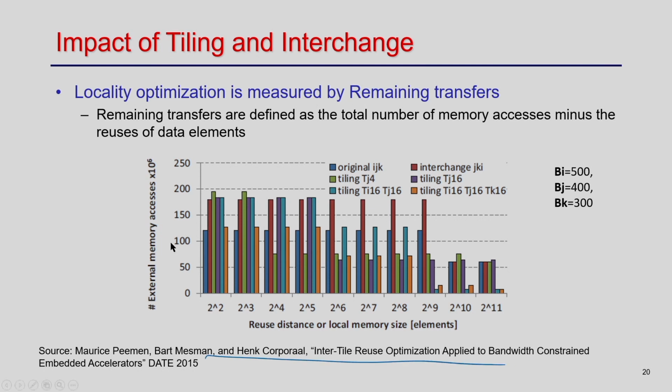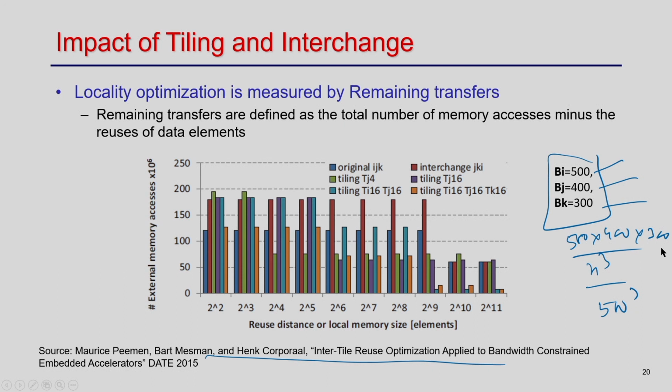They take this matrix multiplication with a very big array. Their I is 500, j is 400 and k is 600. Now you can understand how much n cube is. So n is basically 500 into 400 into 300. So, a lot of multiplication, a lot of addition, a lot of memory access, right.